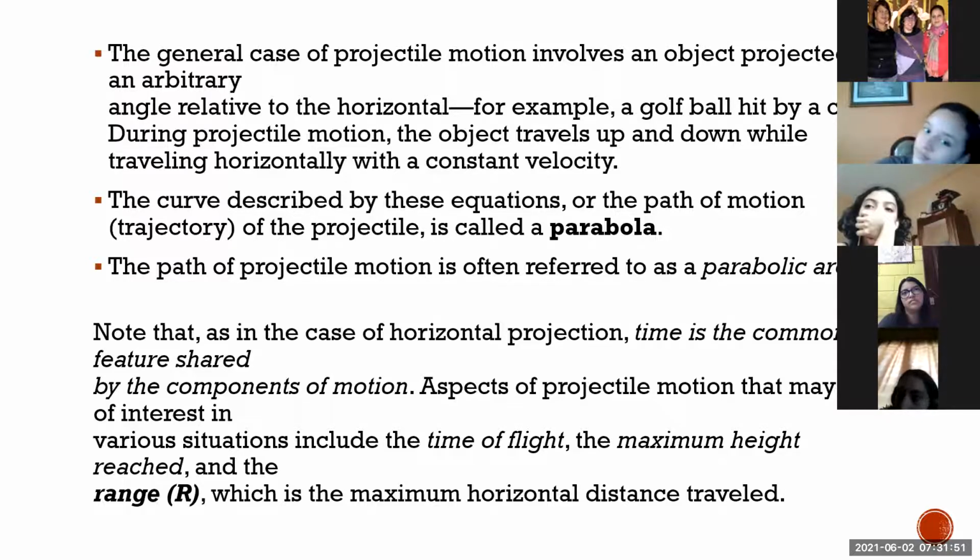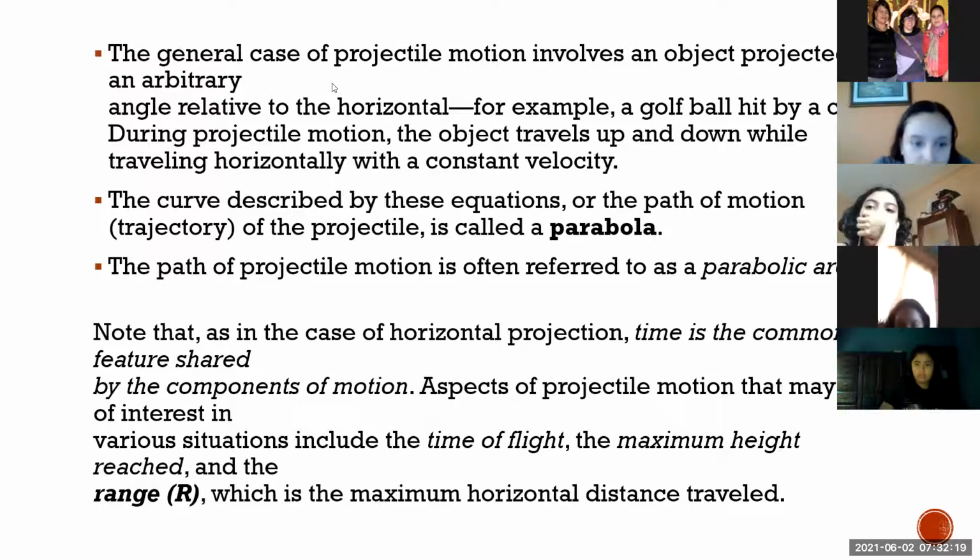During projectile motion, the object travels up and down while traveling horizontally. So, the object goes up, is moving vertically, but it's also traveling horizontally. It is motion in 2 dimensions. Okay? So the curve described, or the path of motion, or the trajectory of the object, is called a parabola. The path of a projectile motion is often referred to as a parabolic arc.